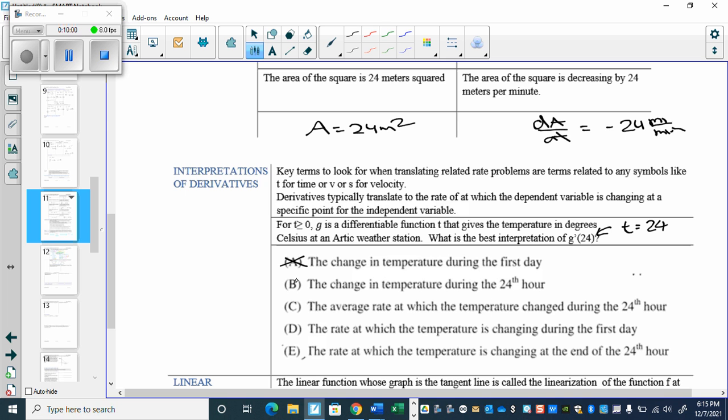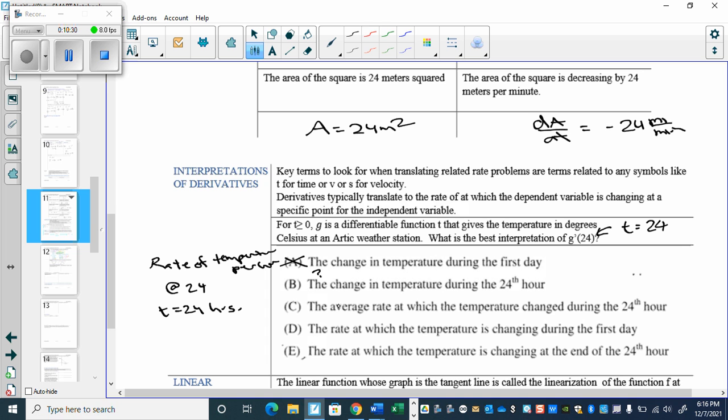A change in temperature during the first day doesn't work. Changing temperature during the 24th hour is questionable, because they're talking about change, but I need to see some keywords here: rate, and maybe at 24, or when t equals 24 hours. Stuff like that is what I want. So the rate of change, the rate of the temperature per hour, things like that.